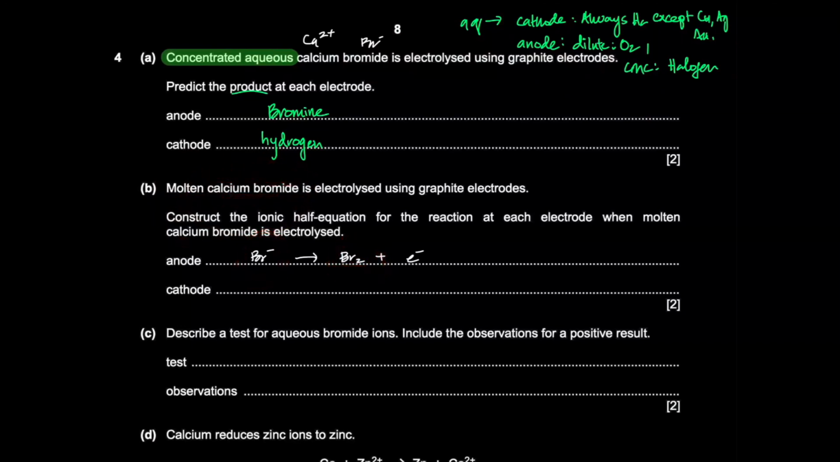The element is Br2, not Br. And since you have two bromines here, that would be 2Br minus. Now each bromine loses 1 electron, so 2 bromines will lose 2 electrons. And then calcium is 2 plus. It's going to form calcium metal, so it's going to gain 2 electrons.